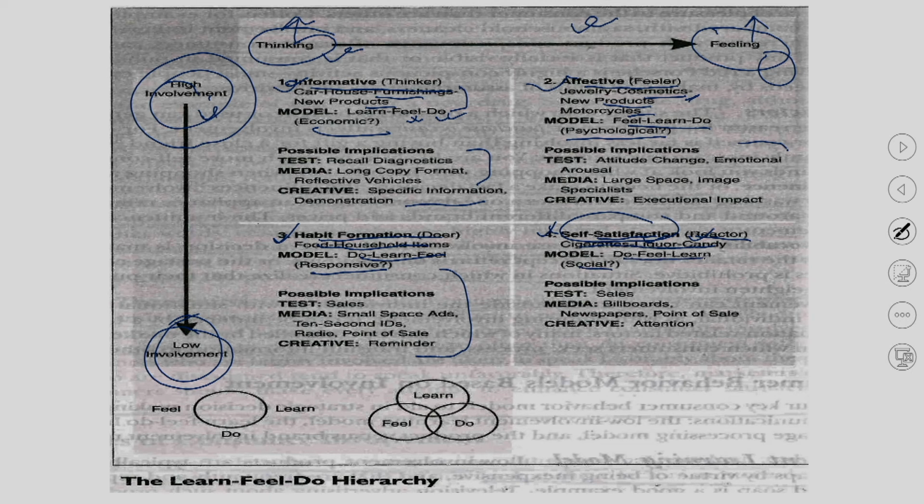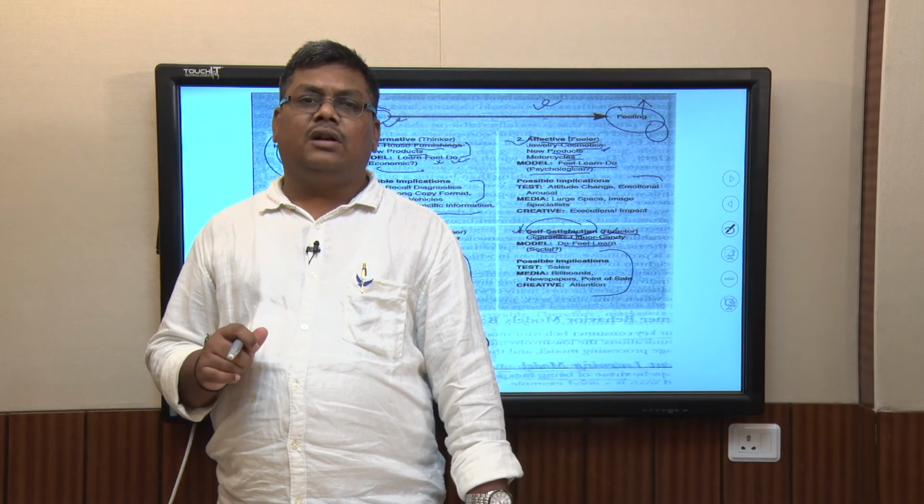And so, here the model is do, feel and learn. First do something, then feel good about it and then learn anything about it, and the possible implications are given here of this model. So, this is the do, feel, learn model.